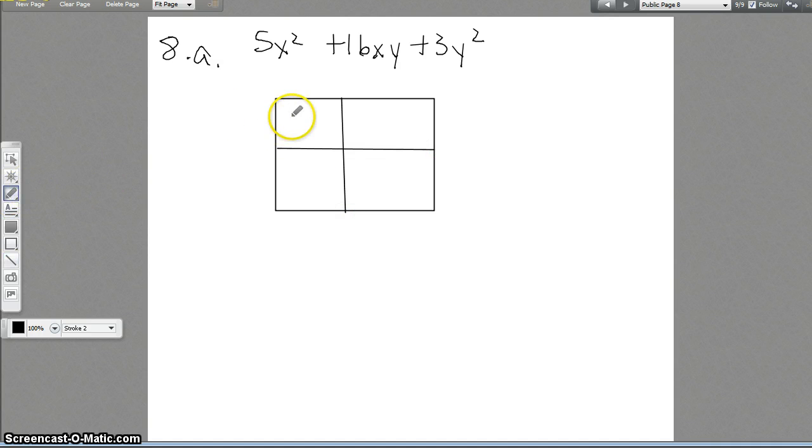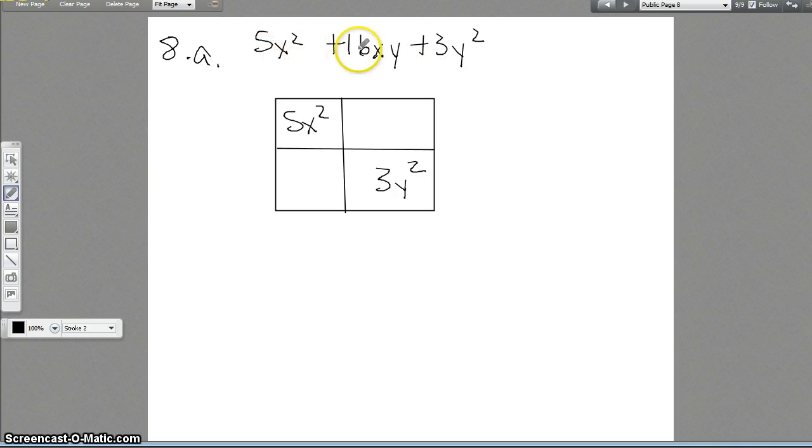Okay, we know the top left box is 5x squared and the bottom right box is 3y squared. I said squared and I wrote cubed. Okay, 3y squared. Actually, I should say the very first thing you do is check to see if you have common terms. And we don't.